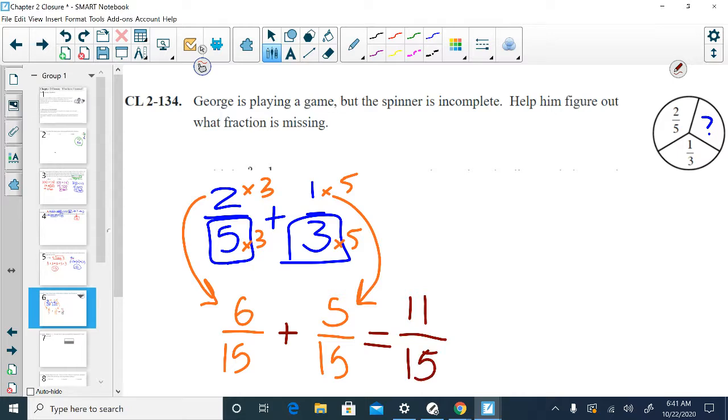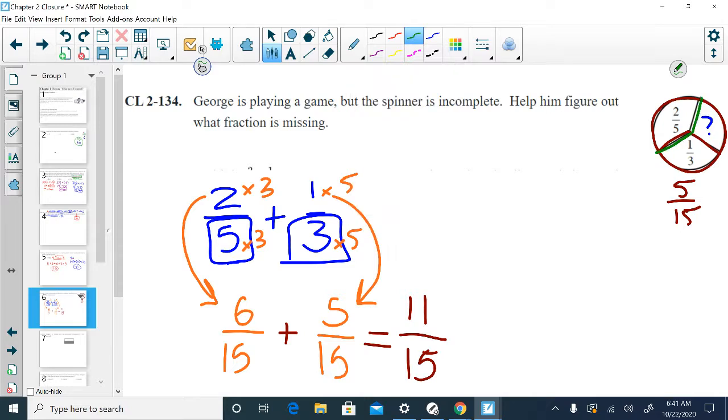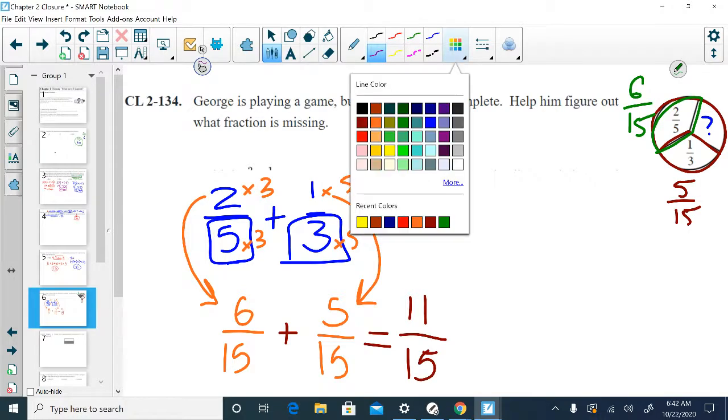Because if this entire spinner is divided into 15 pieces, it's always going to be out of 15 pieces. All right? And then 1/3 right here where I'm shading, that's going to be 5 of the 15 pieces. And then 2/3, which I'll do in green here, that's the 6/15. So if we have those two pieces, what would our final piece be? Well, we know it's going to be out of 15. So we can start with that.